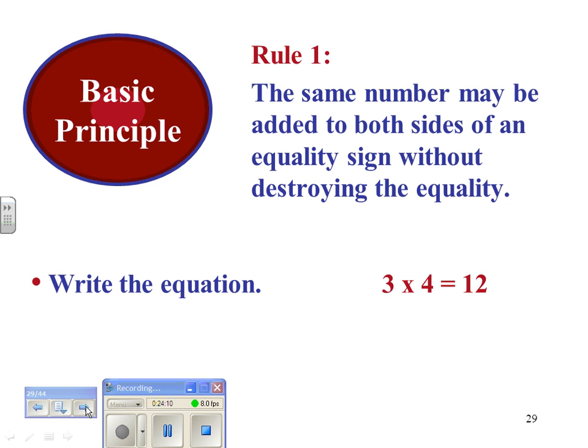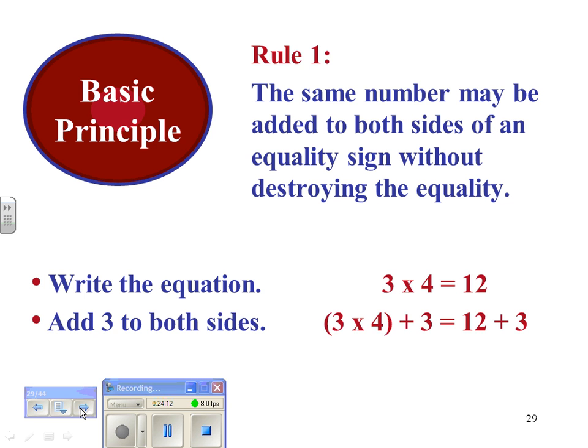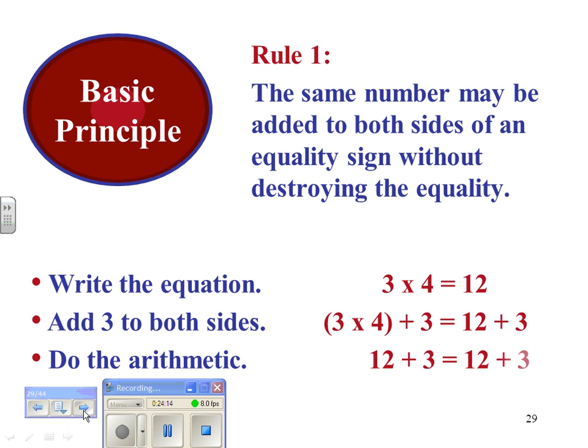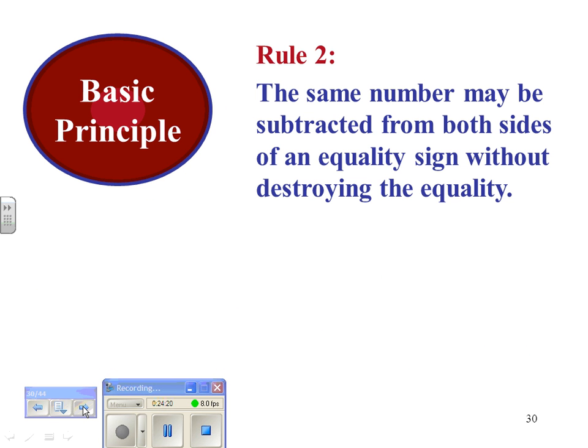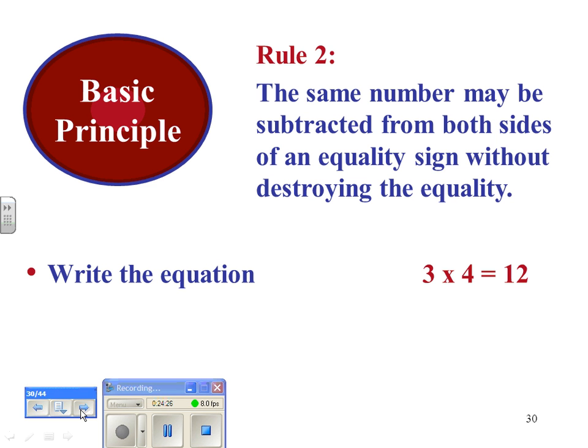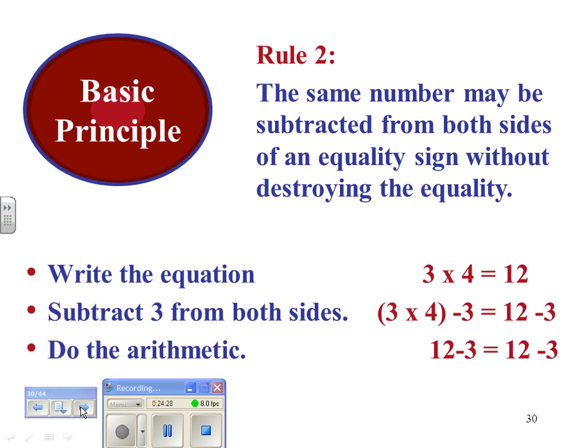Okay, write the equation 3 times 4 is equal to 12. No, we shouldn't do that. That's too simple. Back to 3rd grade. Okay. Rule 2, the same number may be subtracted from both sides, which is what we actually do most of the time. Oh, not 3 times 4 again. Yeah, I can guarantee you that's from the book.